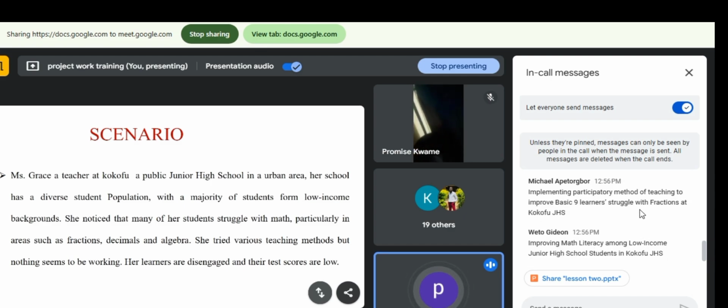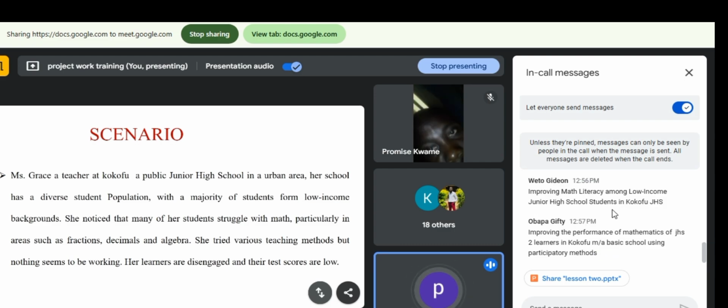Michael, implementing participatory method of teaching to improve basic 9 learners' struggle with fractions at Kokofu. So it's a very nice topic. I'll help you, then we shape it. We look at how best we can write it. Improving math literacy among low-income junior high school students in Kokofu JHS. All right, I love that.